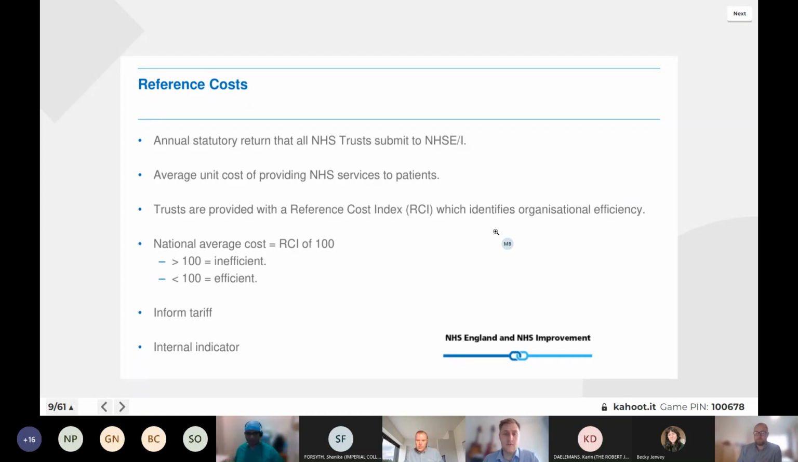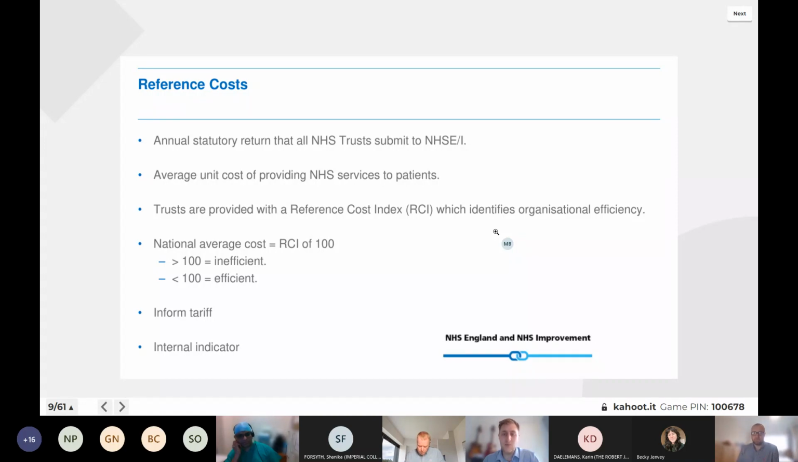Okay, so on to reference cost. Reference cost is a mandatory submission that every trust makes annually, detailing what activities we have done and the average cost of doing them. NHS England Improvement use this information to determine what the average cost for those activities is across the country, and they're then provided with a reference cost index, where 100 is the average from all trusts.